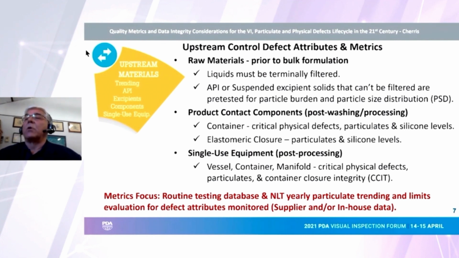Single-use equipment, post-processing: vessel, container, manifold, tubings, connectors; critical physical defects, particulates, and container closure integrity testing. So your metrics focus on upstream controls would be routine databases, not less than yearly particulate trending and limits evaluation for defect attributes that are being monitored. And this would be either from supplier data or in-house data.